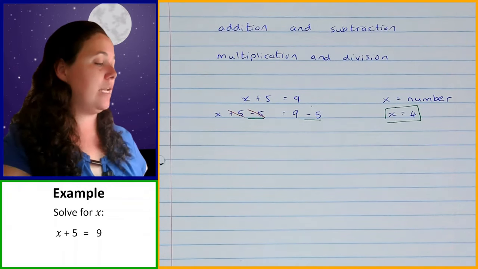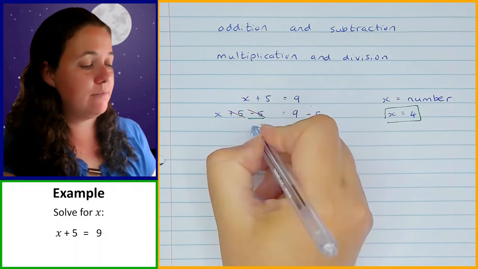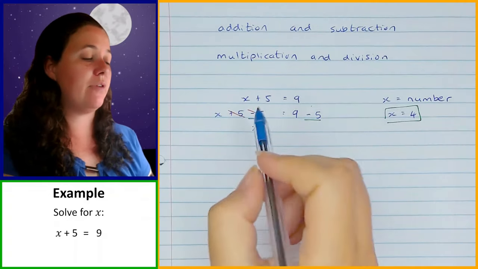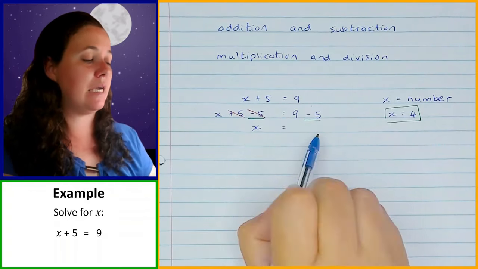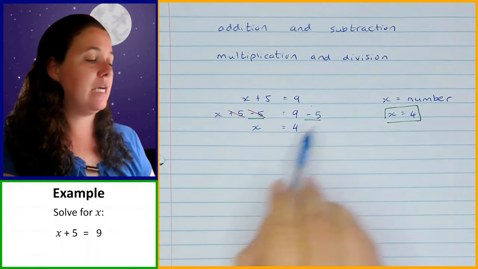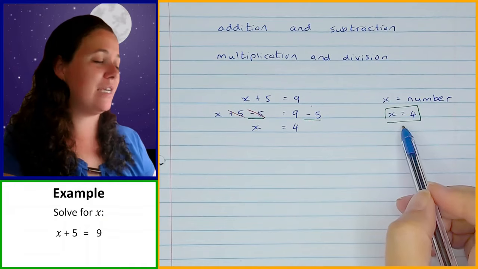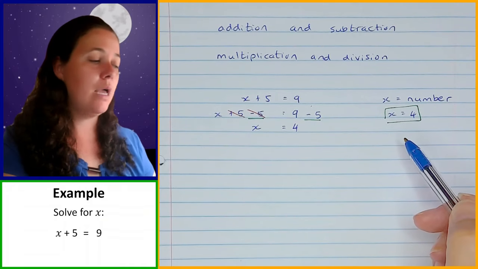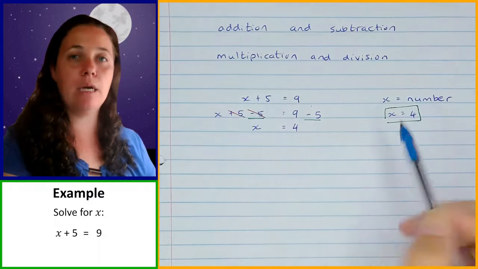So that is going to give me just x. x plus 5 minus 5 gives me just x. And on the right-hand side, 9 minus 5 is equal to 4. And so now I end up with what I knew I was supposed to get in the first place. I knew I was supposed to get 4 because I knew that 4 plus 5 gives me 9, right?